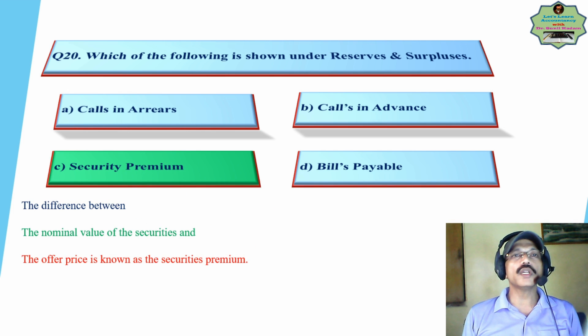Therefore the other three options are not applicable, but securities premium is the amount which is the difference between the nominal value of the security and the actual paid-up value of the security, known as the premium, and the premium is a surplus for the company, and it will be shown under a separate heading, securities premium, under reserves and surplus.